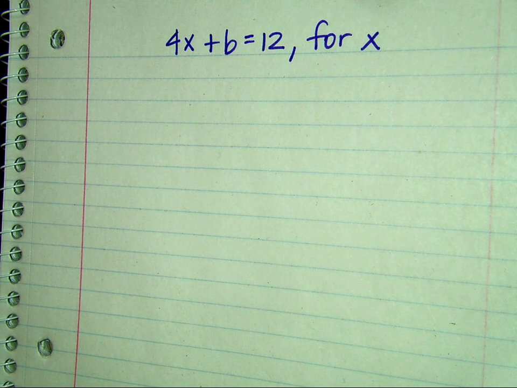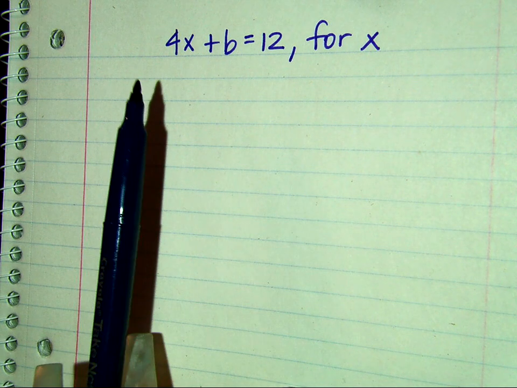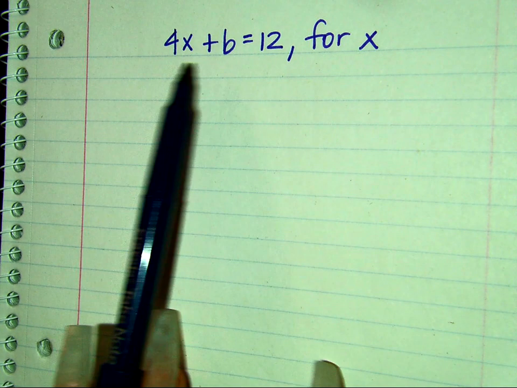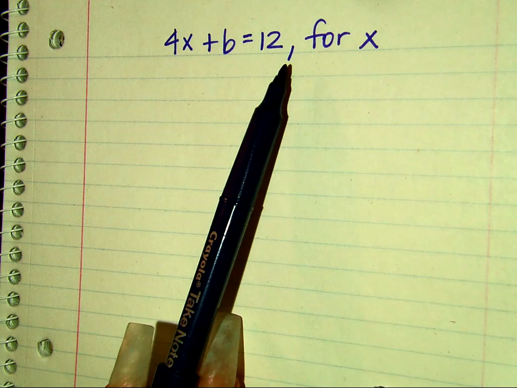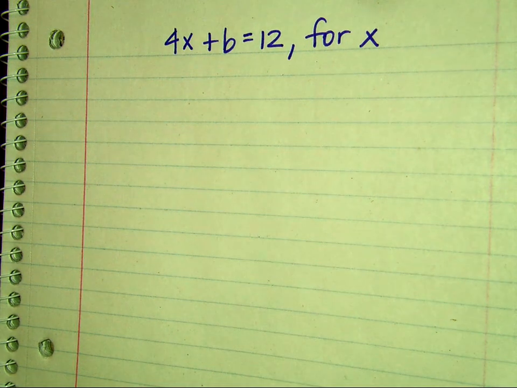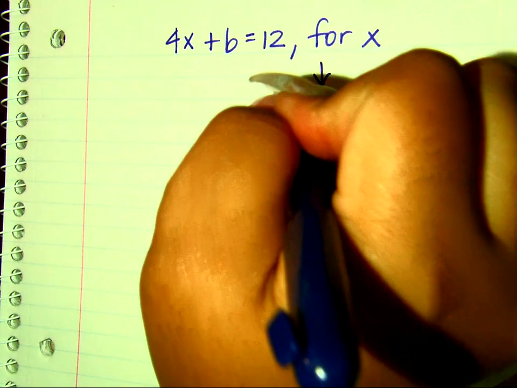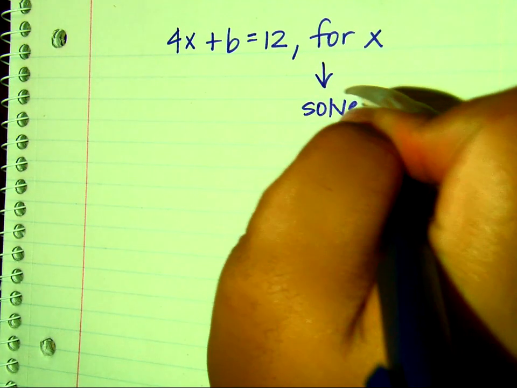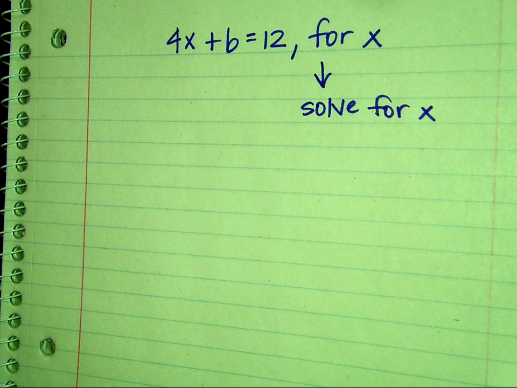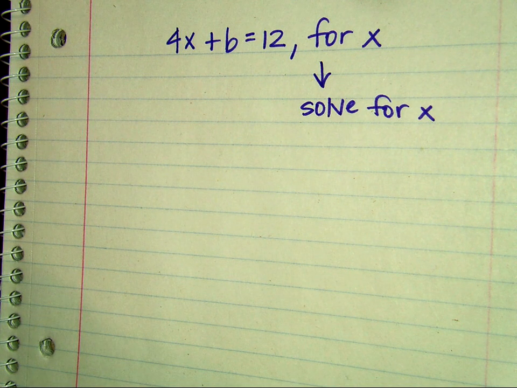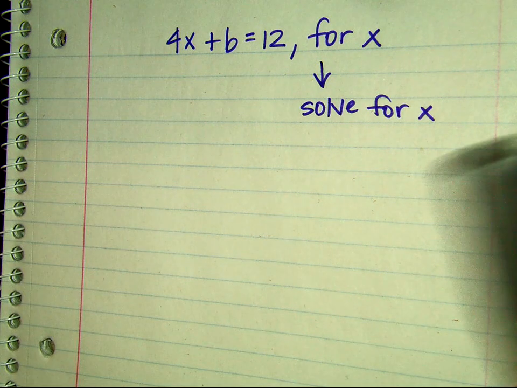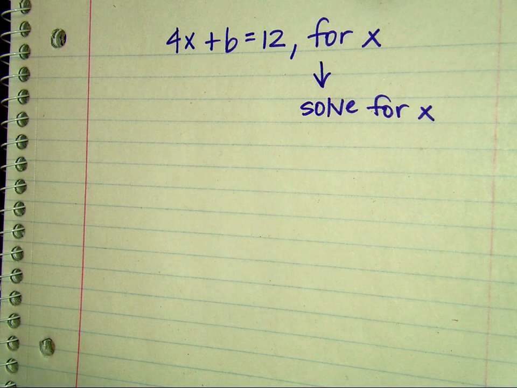All right, so when you see an equation, whatever the equation is, but you have 4x plus b equals 12, and then it's a comma and it says 4x, that means solve for x. You may see b, that means I would want you to solve for b, or whatever variable it is. So make sure you pay attention to that. So when you see 4x or 4y or something, that means I want you to solve for that variable.